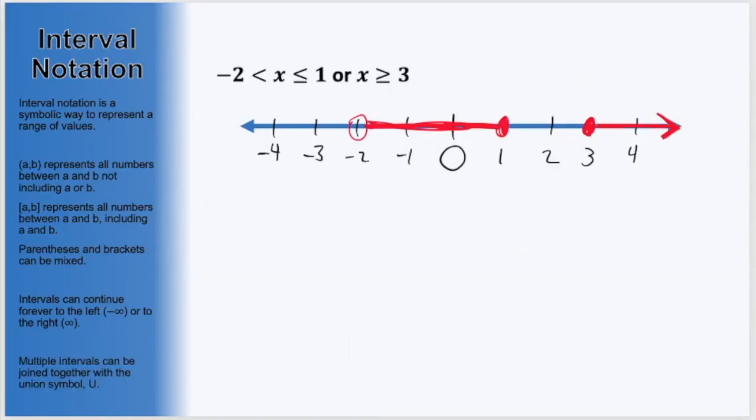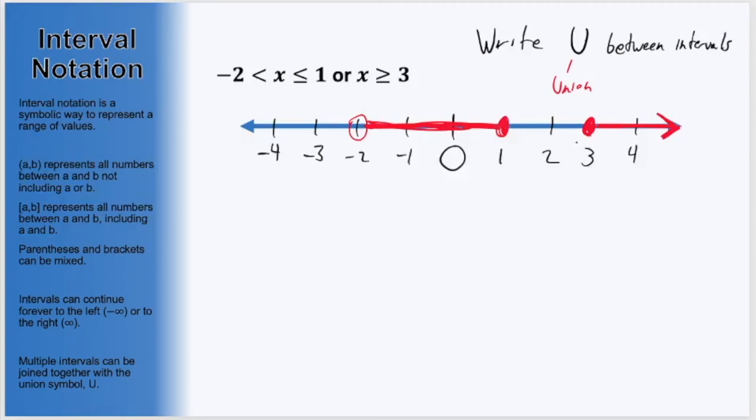Finally, let's see how we can join separated intervals into one solution. If we want to express 2 disconnected intervals as part of our allowed range of values, we simply write them both with this U symbol between them. This U symbol stands for union.